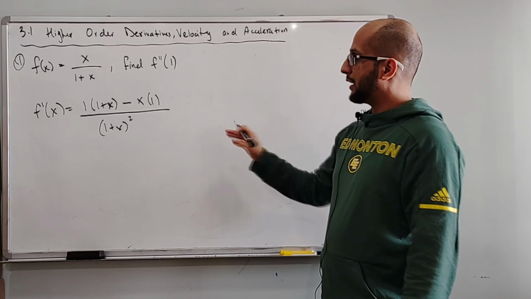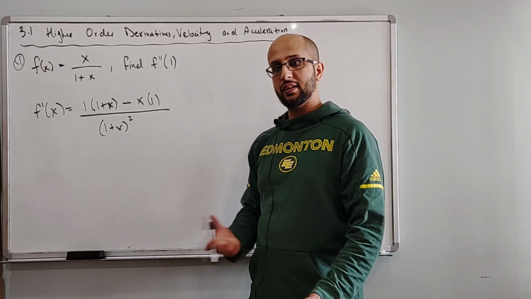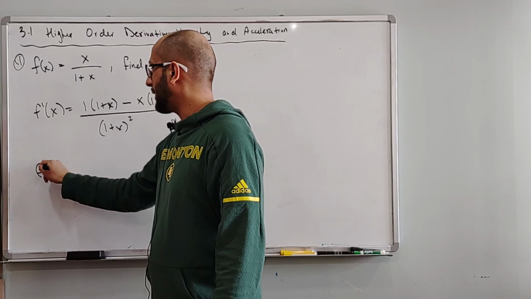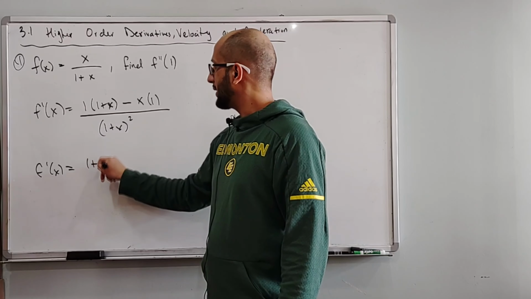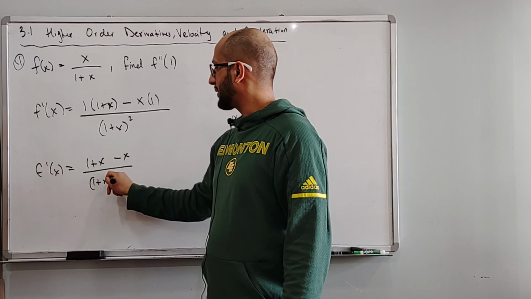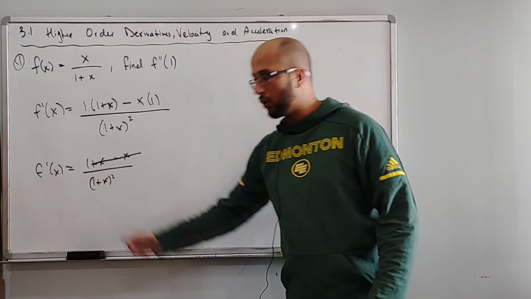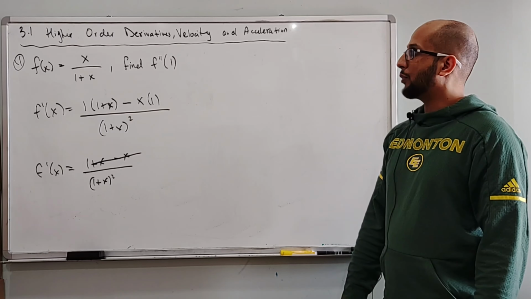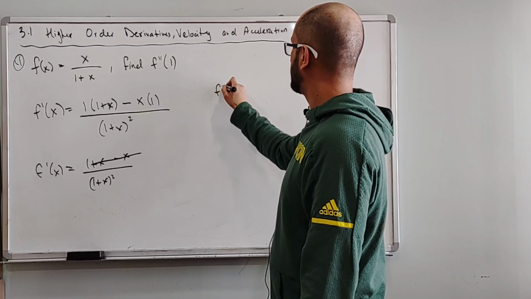Now, technically we could find the second derivative from here, but it makes more sense at this point to simplify all of this down before we jump to finding the derivative. So this will be 1 plus x minus x over 1 plus x squared. So 1 plus x and minus x cancel out, and we're left with 1 over 1 plus x squared. It makes things quite a bit easier. What we want to do now is to find the second derivative.